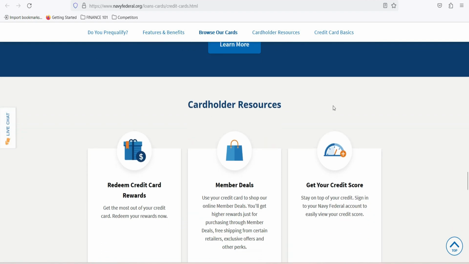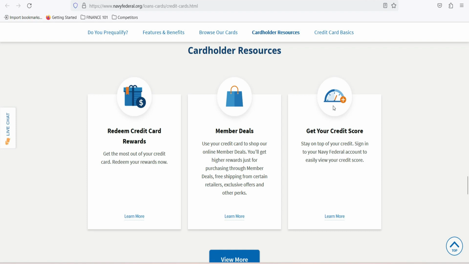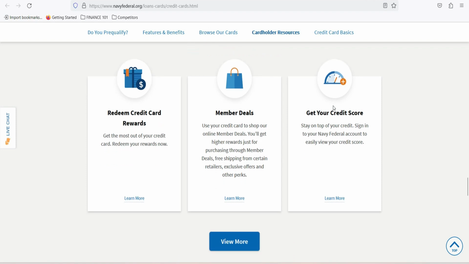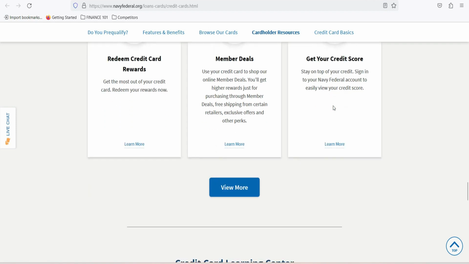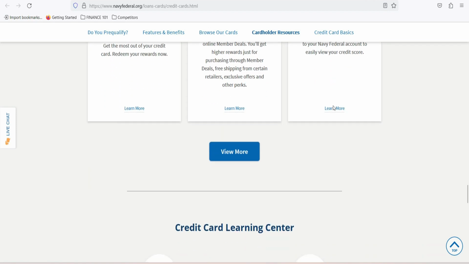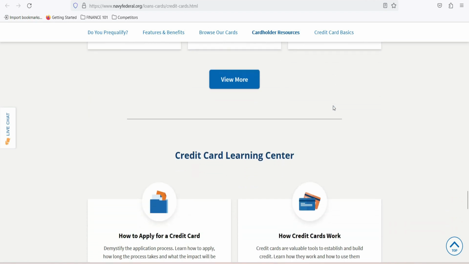Securing a $25,000 Navy Federal Credit Union credit card involves a combination of factors, including membership eligibility, creditworthiness, and the specific card you choose. Understanding the steps involved and maintaining responsible credit card use can increase your chances of obtaining the credit limit you desire.